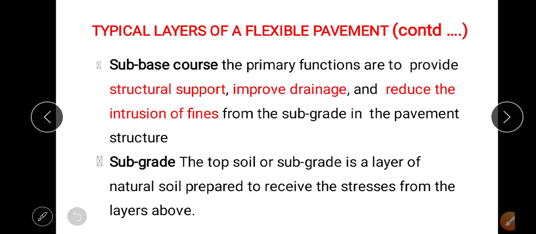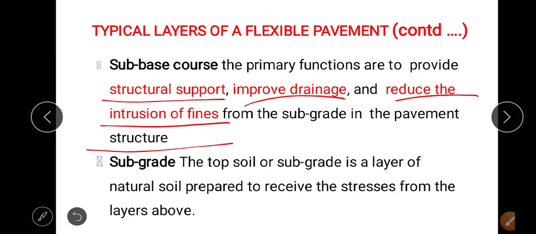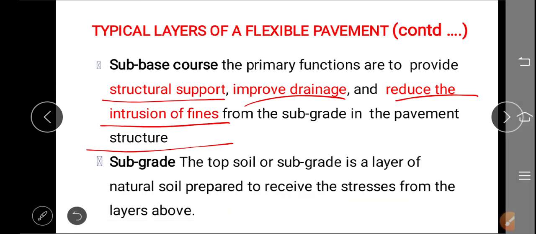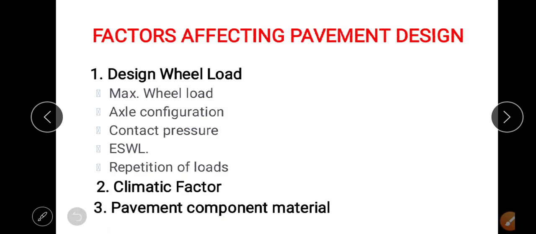Still, sub-base course, furthermore, the primary functions are to provide structural support and improve drainage, and to reduce the intrusion of fines from the subgrade into the pavement structure. That means the finer particles should not penetrate into the subgrade. In such a way, the layer is to be compacted, and specified size of aggregates only should be used at the bottommost course. Subgrade, the topsoil, is a layer of natural soil prepared to receive the stresses from the layers above.